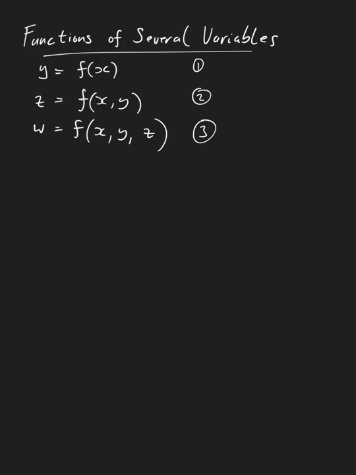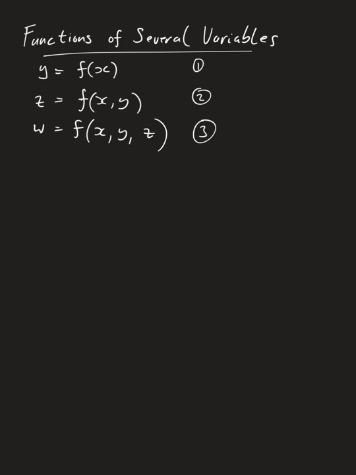So far we've looked at functions of one variable, like y equals f of x. Now we're going to look at functions of more than one variable. For example, if we have z is equal to f of x and y, that's a function of two variables. Or if I said w is equal to f of x, y and z, that would be a function of three variables.